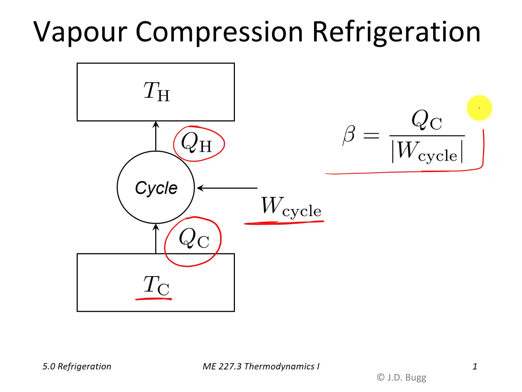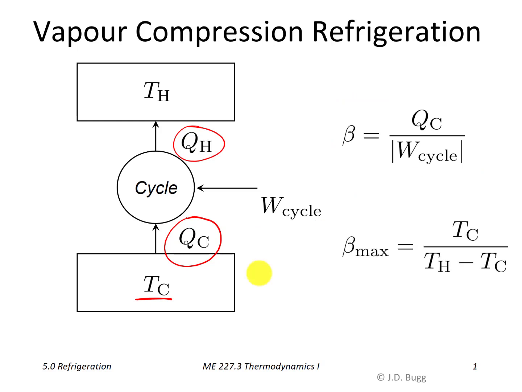Now realize that that is valid for any refrigerant. It doesn't matter how good it is at doing its job. That's the definition of the coefficient of performance. The maximum possible value that this can attain, however, is a function only of the two temperatures that it's working between. So that's Tc over Th minus Tc. So this can never get any bigger than this value here. Now what we're going to do is go inside this cycle and see what components we need to hook together to make a vapor compression refrigeration system that has this overall effect.